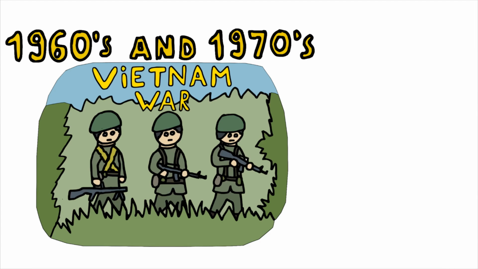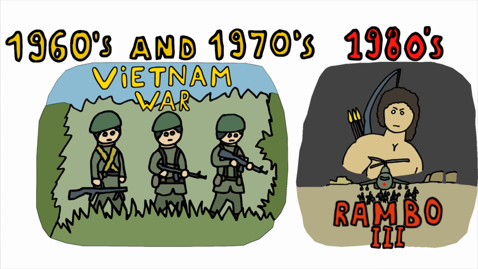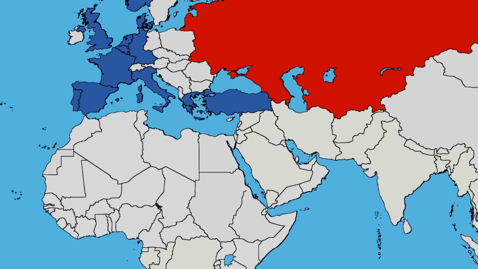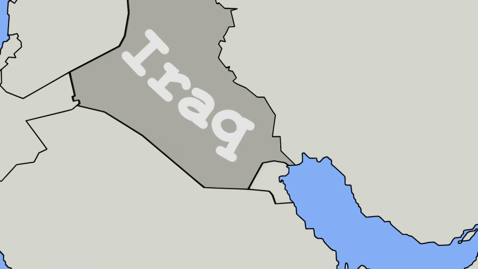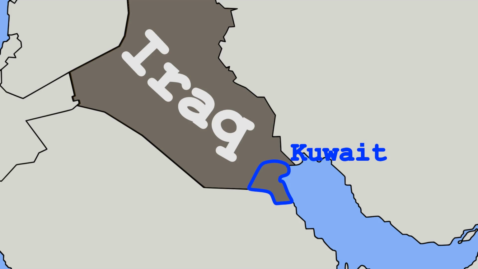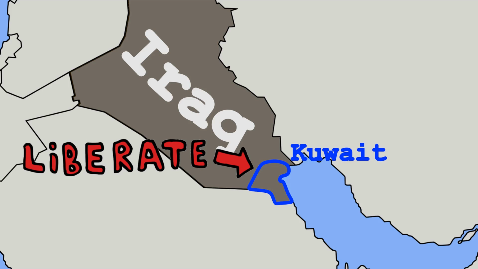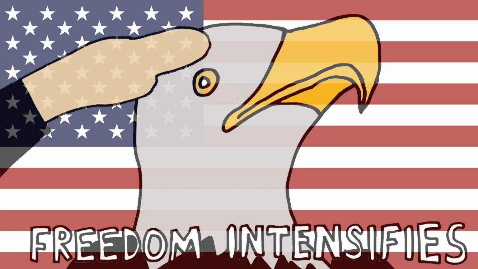After Vietnam, the US was much more careful, and its most famous foreign intervention from the following decade was sending John Rambo on a secret mission to Afghanistan. However, in 1990, another conflict sprang up in the Middle East. Iraq's dictator Saddam Hussein ordered his troops to occupy a small but oil-rich country of Kuwait. It was necessary to liberate the people of Kuwait and their considerable oil deposits.